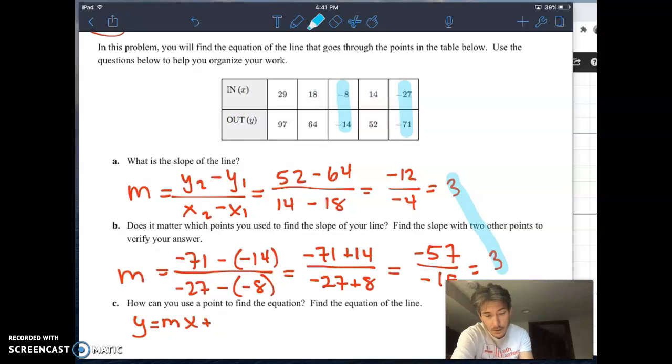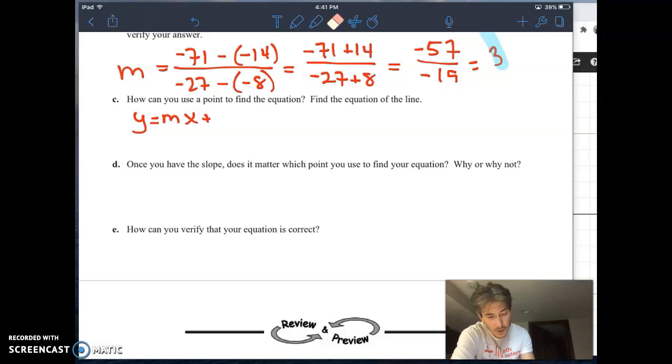Whoops, I wanted the eraser. Sorry about that. The smallest positive point looks like it's going to be 14 and 52. So I'm going to plug in 14 and 52 for x and y. So 52 equals 3 times 14 plus b.